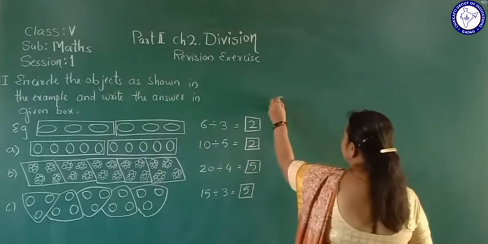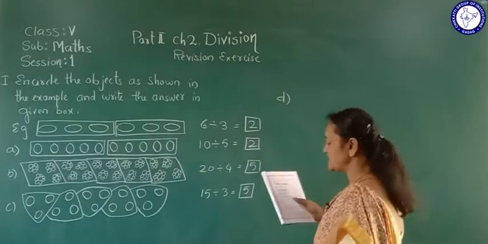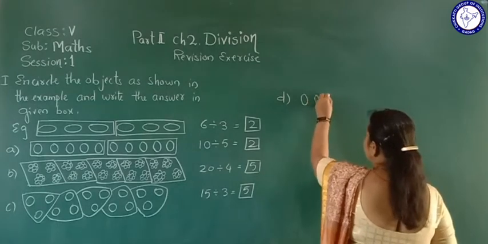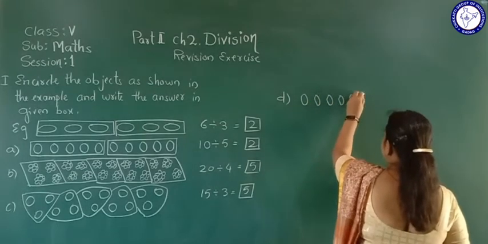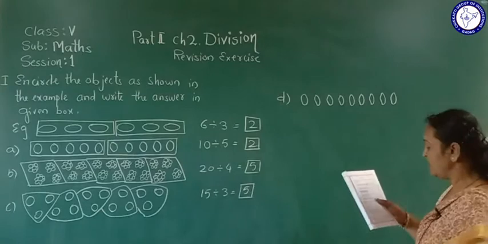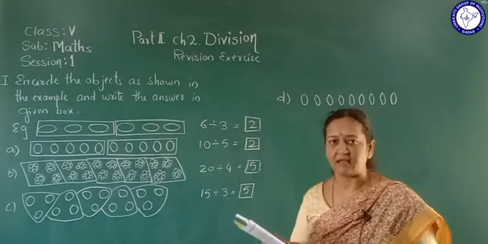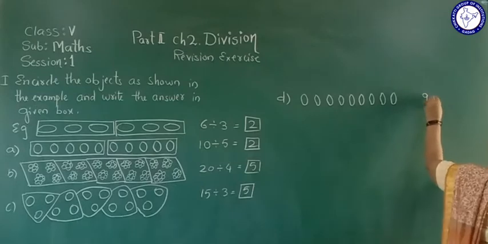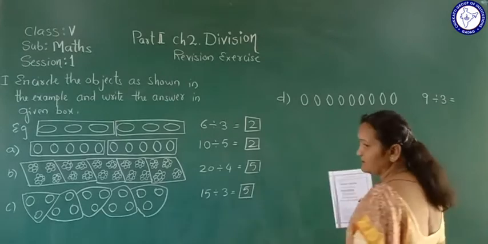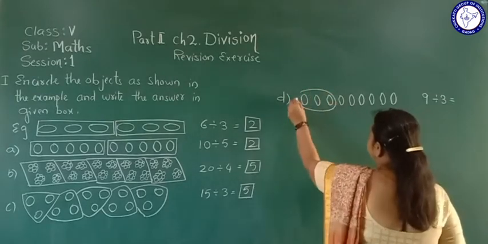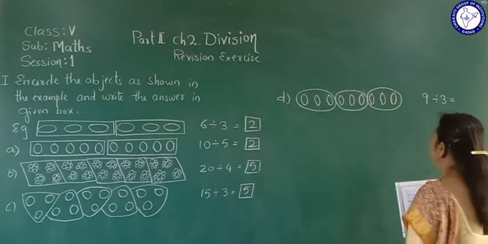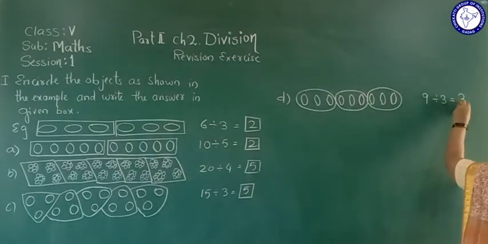Then D question. Here some dogs are given. How many dogs are there? 9 dogs. So I'll do here 1, 2, 3, 4, 5, 6, 7, 8, 9. 9 dogs are there. Out of 9 dogs we have to group in 3. So here it is 9 divided by 3. 9 divided by 3, how much do we get? We have 9 and we have to group in 3. So group them in 3: this is 1, this is 2 and this is 3. So 9 divided by 3, the answer we get is 3.